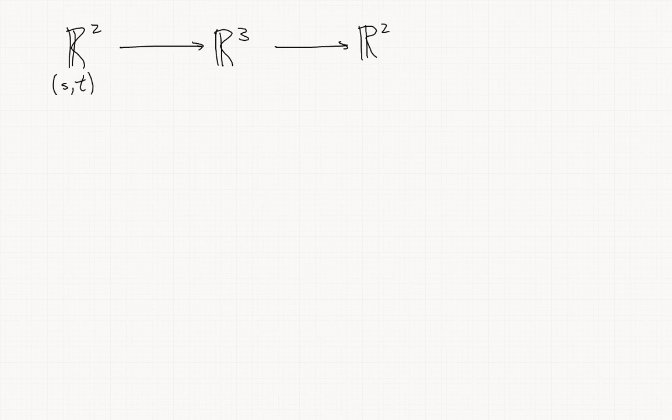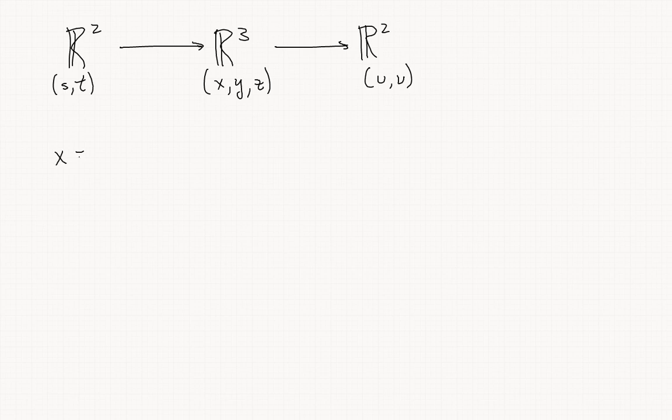So, and I'll give lots more examples in the next video, but let's look at a function from R2 to R3, and then another function from R3 to, let's actually go to R2. So I'll call the coordinates here S and T. Here I'll call the coordinates X, Y, Z, and here I'll call them U and V.